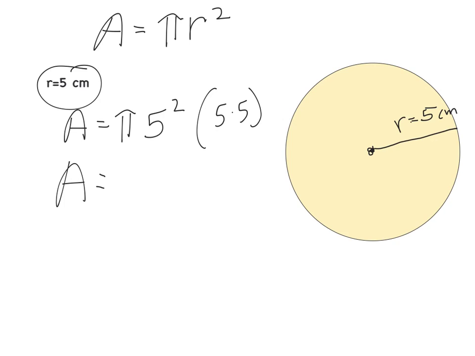Okay? 5 times 5, 25. And then I'm going to drop down my pi. I'm not done yet. I need to represent pi with a numeric value. The most common one, which we all know, is 3.14. So let's use that this time around. 3.14 times 25.